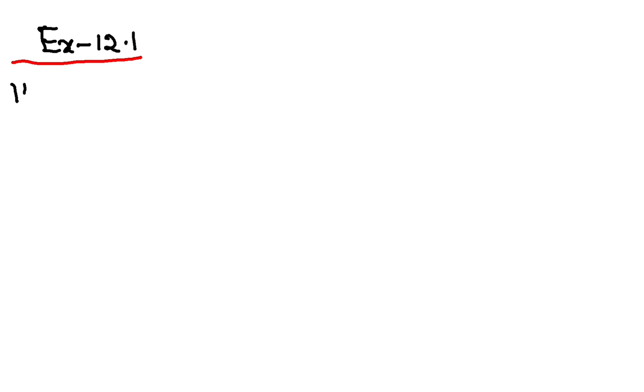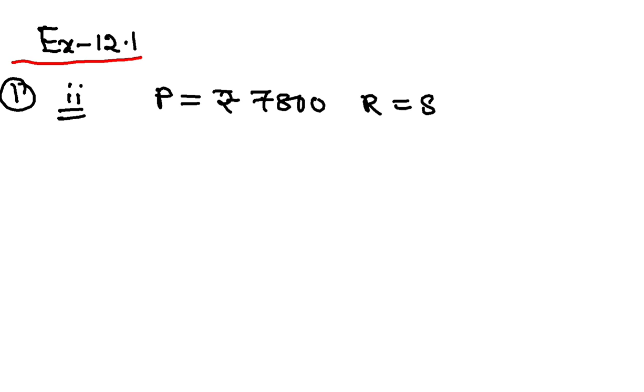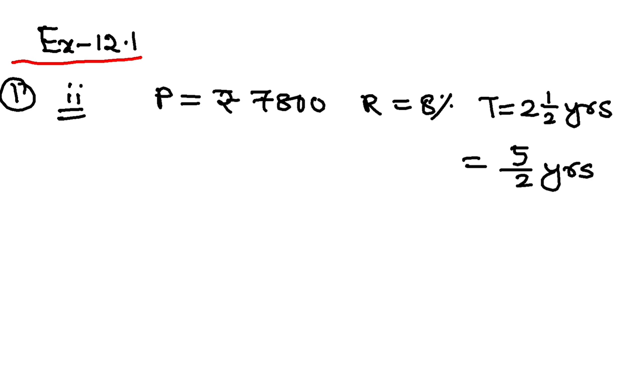So let's take question number 1, 2. In this question, the principal is given as rupees 7,800. Your rate of interest is 8% and your time is 2.5 years. Now this 2.5 years can be written as 2 into 2 is 4, 4 plus 1 is 5, so 5 by 2 years. You have to find the simple interest. Now the formula for simple interest is P into R into T by 100.